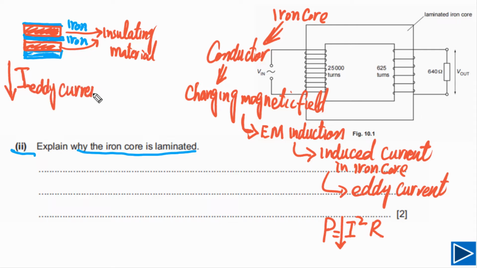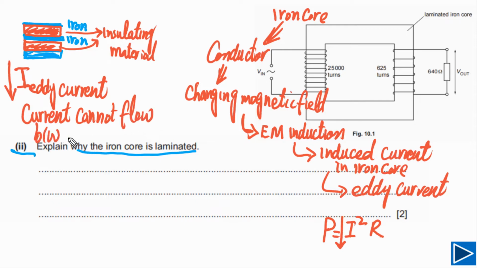So we can reduce eddy currents by using a laminated iron core, because in a laminated iron core current can only flow in the iron, but cannot flow between layers. As current cannot flow between layers, we have reduced the current. As we reduce current, the power loss has also been reduced. So this is the main purpose of using laminated iron.